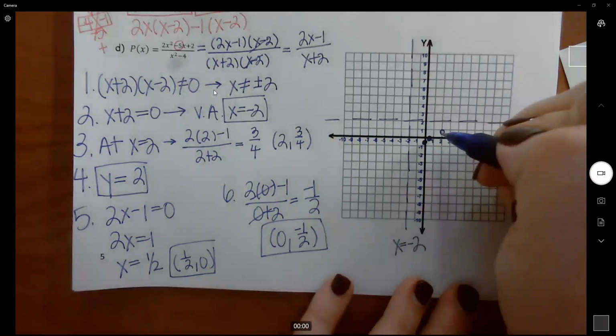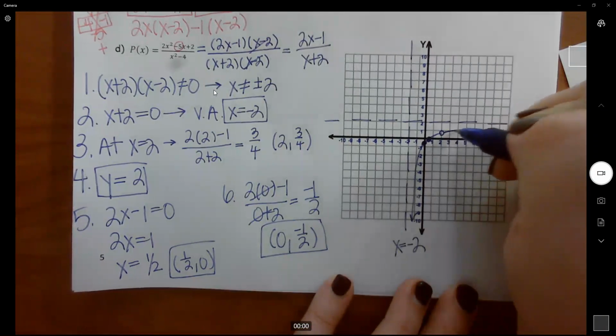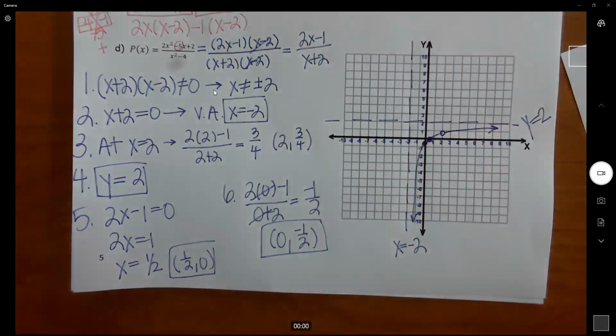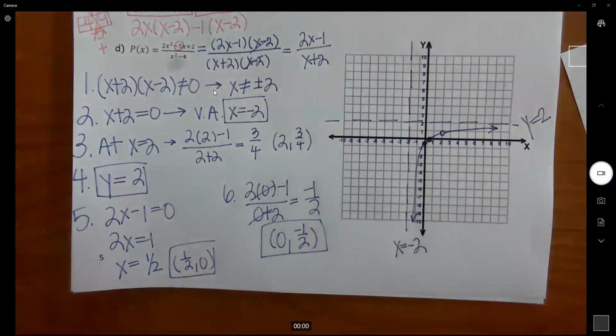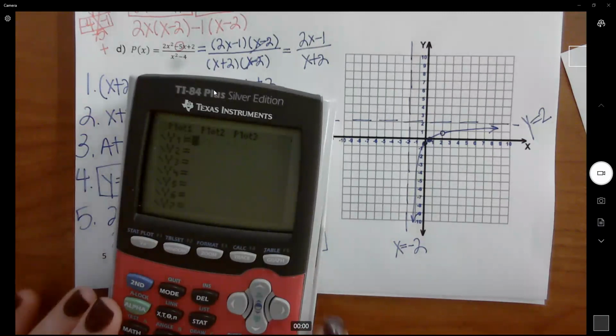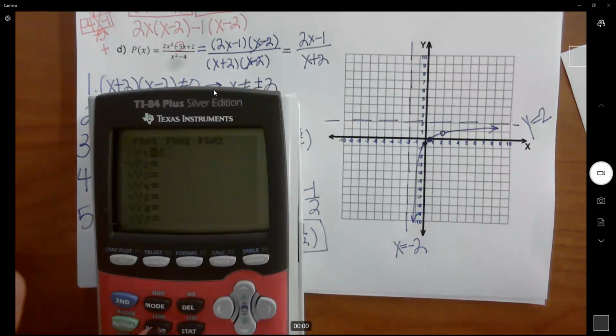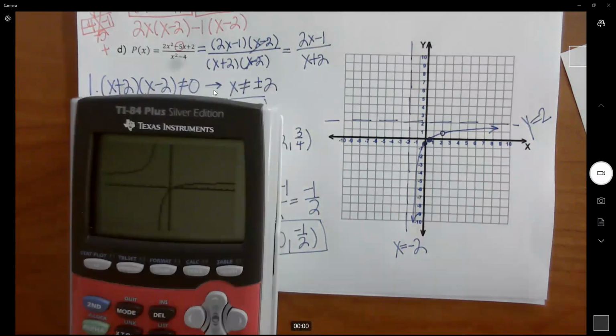So I can kind of see that this one is going to be like so. If I had to guess, this one's going to be right up here, but let's just check. So parentheses, 2x minus 1, close parentheses, open them, x plus 2. I know this is standard, so I'm just going to hit graph. And there it is.